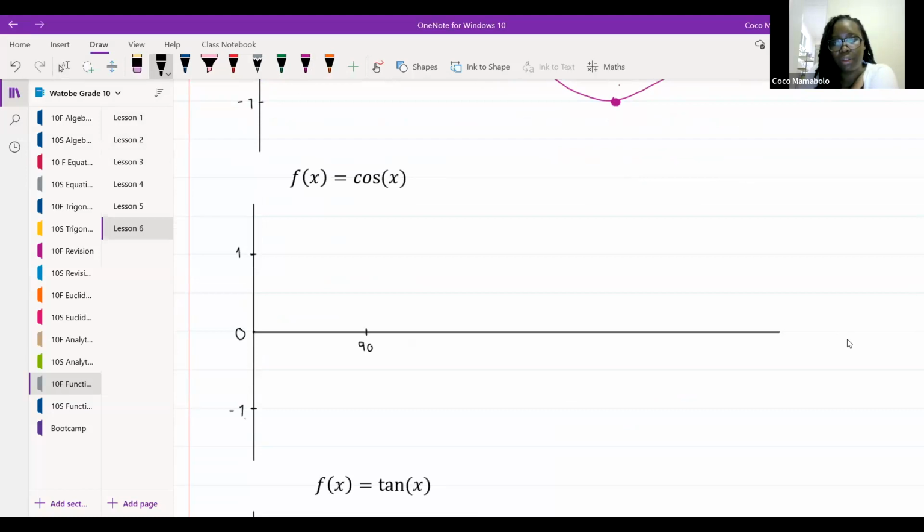I just wanted to ask if all the mother graphs start from 0 to 360, or is it just the sine one? The sine and the cos graph will start from 0 to 360, but the tan graph will start from 0 to 180. Okay, thank you, ma'am. I'm going to explain why. You're very welcome.